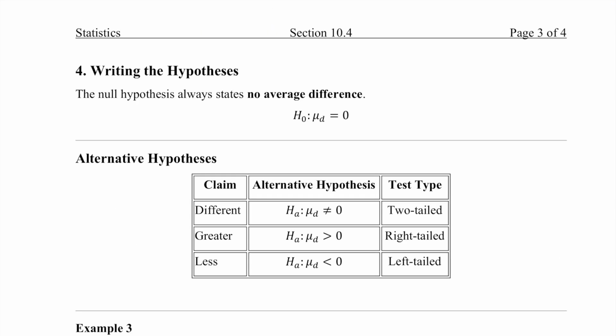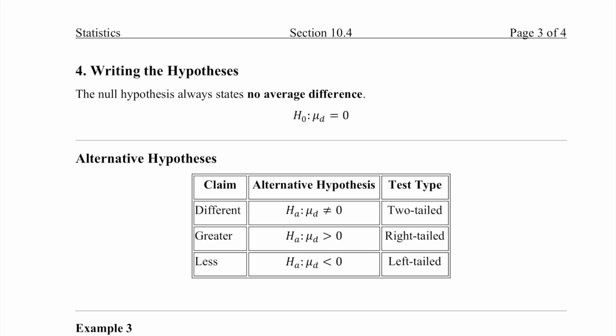Now, let's write the hypotheses. For every paired t-test, the null hypothesis is the same. It states that there is no average difference. So H0 will be mu sub d equals 0. The alternative hypothesis depends on the claim. If the claim says different, we use mu sub d is not equal to 0. If the claim says greater, we use mu sub d is greater than 0. If the claim says less than, we use mu sub d is less than 0.